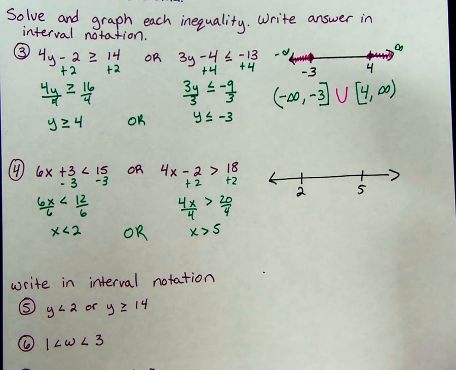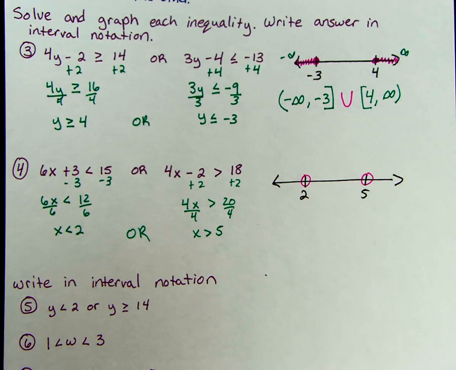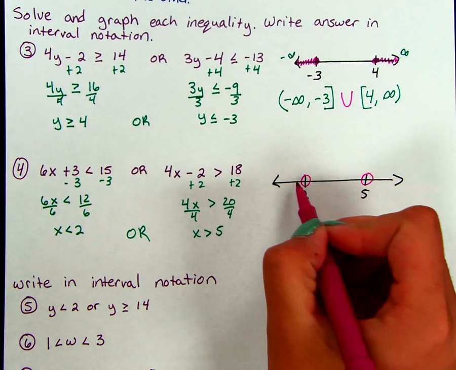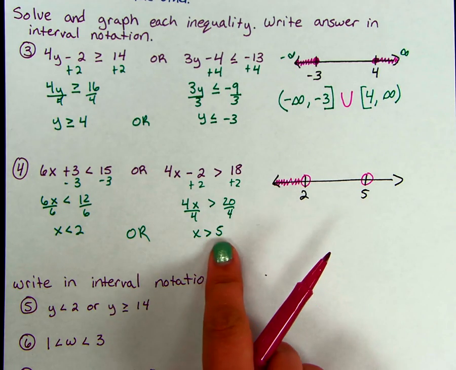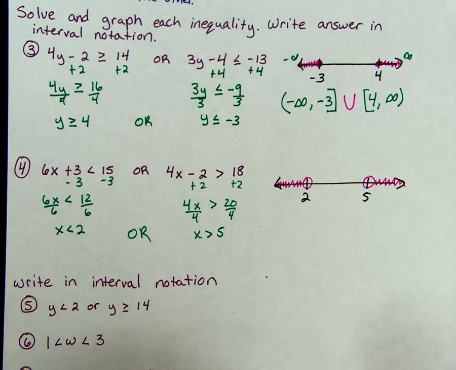So again, open circles for both of these. So open circles. And then for this answer, we have to shade to the left. So that's going to be this way, because that's less than, so all the negative numbers. And then this one, we're shading to the right of 5. Okay, so again, we have 2 pieces to our graph. So that means that we're going to have 2 pieces to our interval notation.